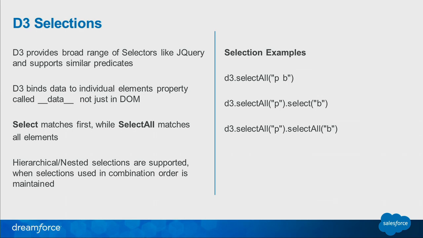This is a little bit low level, but I would like to underscore it so you get it. D3 provides two types of selectors, which are select and selectAll. As the names tell, select matches only the first, and selectAll matches all the elements in the DOM. By combining these two selectors, you can emulate hierarchical and nested selections, which is very powerful later on. And these are some example selections I have on the right-hand side of the screen.